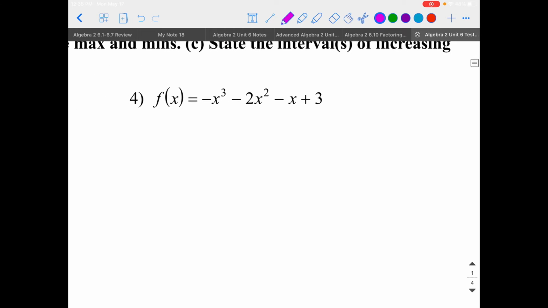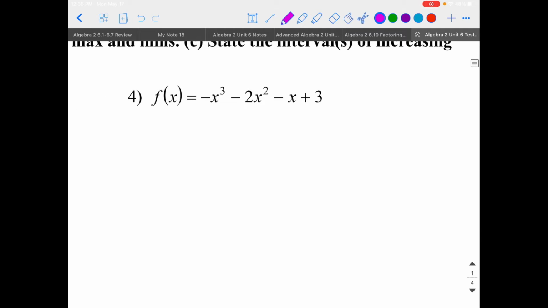Number 4, this is where we get into the graphing area and doing a few things. So you first need to start by going to your y equals and typing this in: negative x cubed minus 2x squared minus x plus 3. And once you type that in, you can look at the graph. And you'll need to sketch it out. On the test, it will help, especially with the increasing, decreasing.